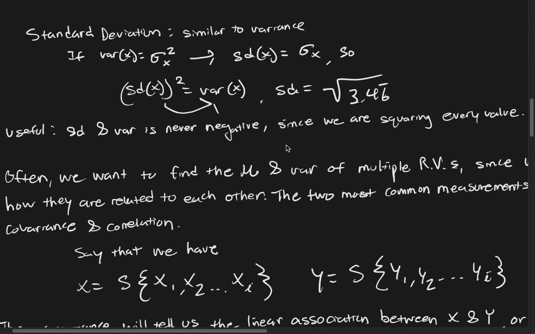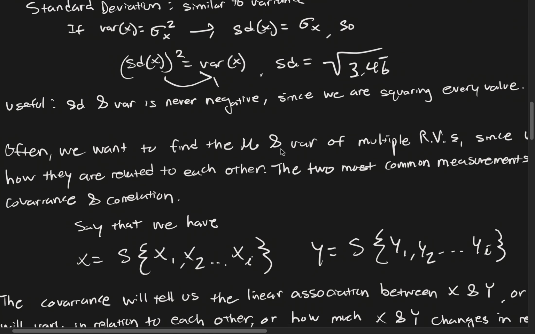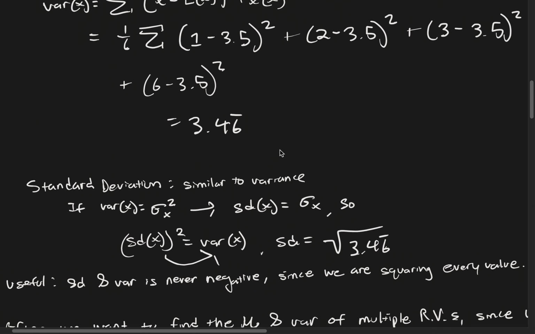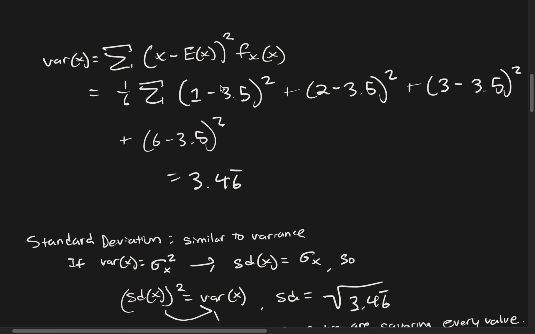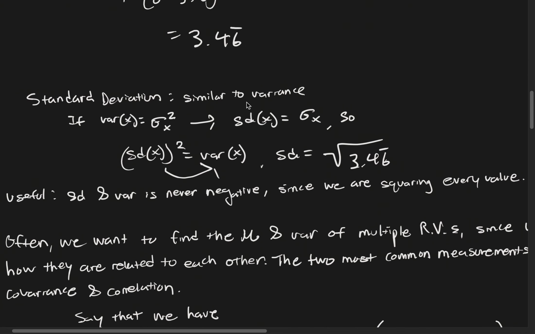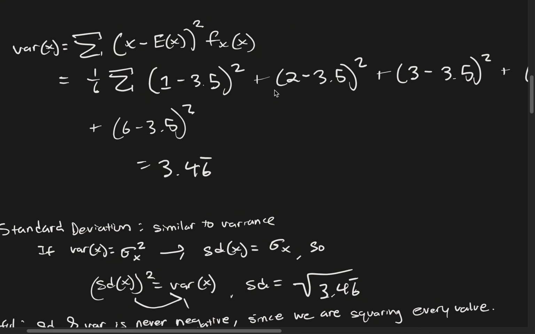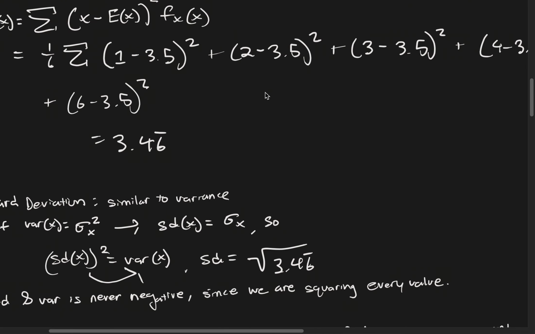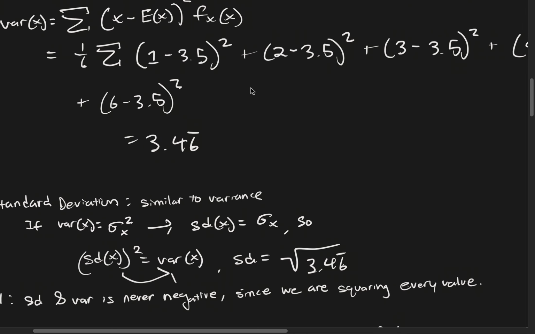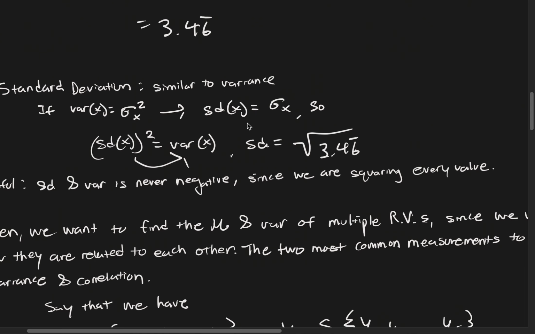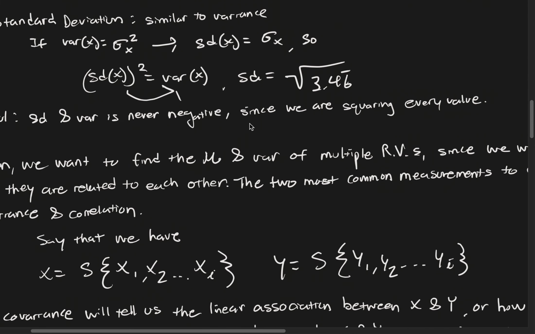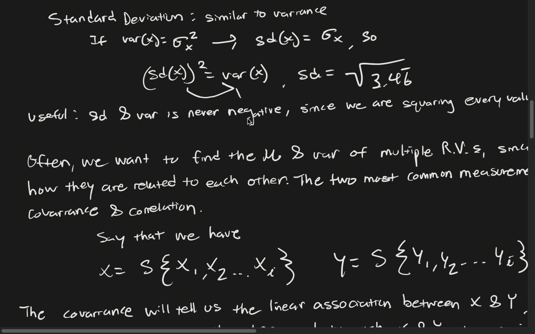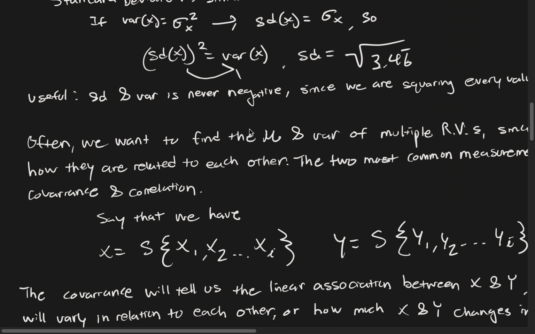And then finally, a useful fact about the standard deviation and the variance is that we're always squaring each of the differences between the actual value and the expectation, so that the outcome of each of these measurements will always be positive, which means the variance and standard deviation of the result we're measuring will always end up positive as well. So we will never get a negative value for the standard deviation or the variance.